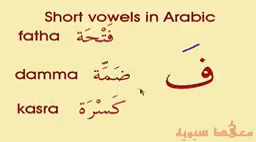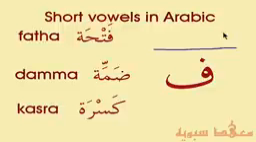Al-dhamma will be as follows. It's like a small wow. And we have the kasra, which is like a fatha but on the bottom. So let's assume that this is the line where we write. The fatha would be on top of the letter, dhamma would be on top as well, and kasra would be on the bottom. So fatha, dhamma, kasra. That's just the terminology, and inshallah we'll find out how they're actually pronounced.